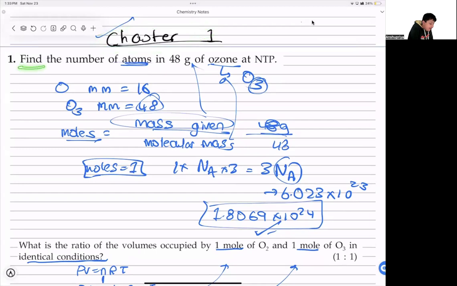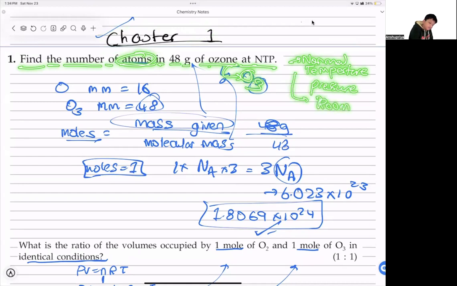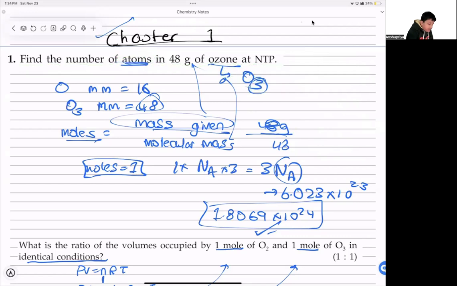Let's go. Find the number of atoms in 48 grams of ozone or O3 at NTP, or normal temperature and pressure, where temperature is room temperature and pressure is 1 atm. Now we have cleared the basics, we will go.